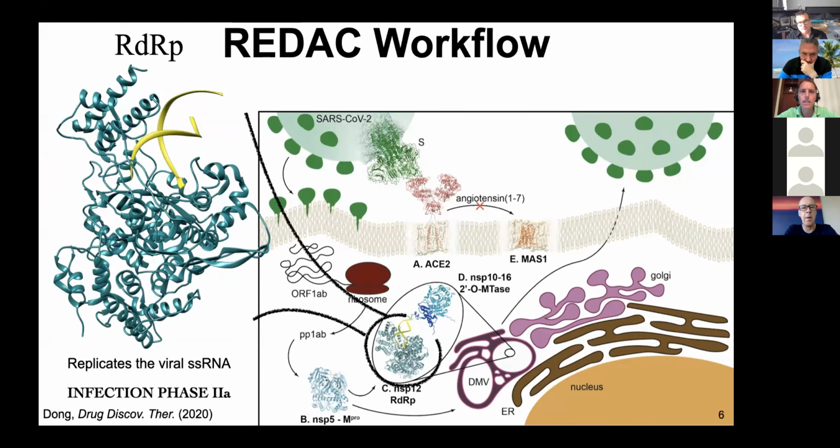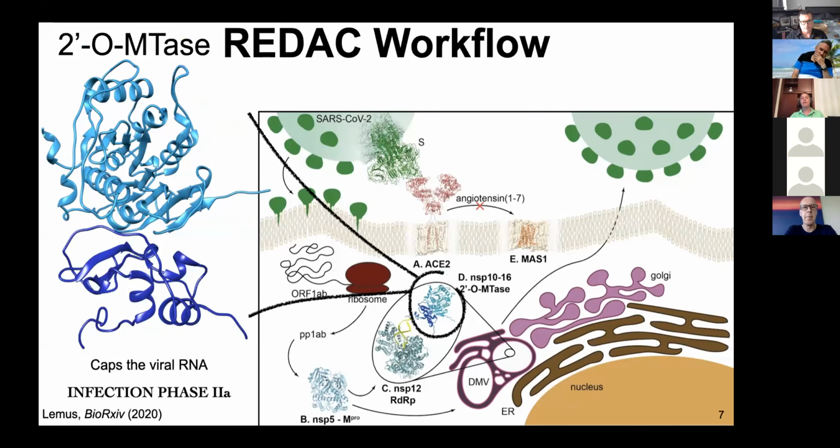Then we also have another important target, very well known for people that work in drug design in this field: the RNA-dependent RNA polymerase, and the name is very simple. This enzyme is used by the virus to replicate the viral RNA. So if we block this, we are blocking the replication of the virus in the cell.